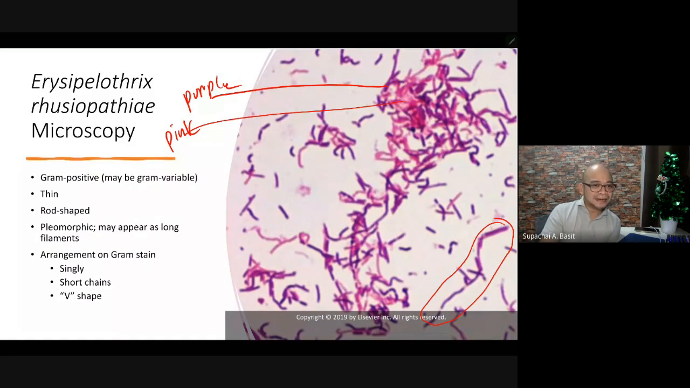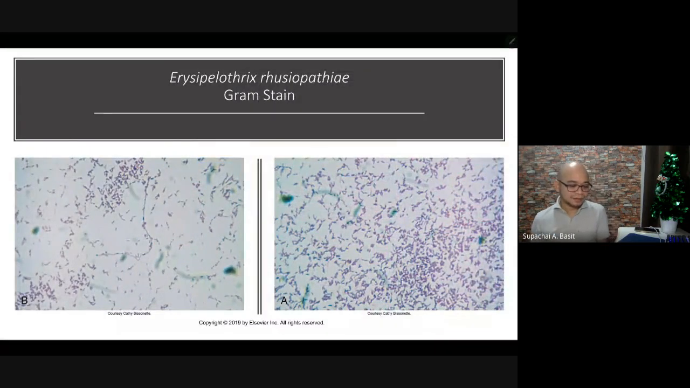And they are arranged sometimes singly or in short chains or V-shapes, such as this V-shape. Okay, so that is how Erysipelothrix rhusiopathiae appears under the microscope. So, another V-shape. Okay, so this is another example of a Gram stain of Erysipelothrix rhusiopathiae.